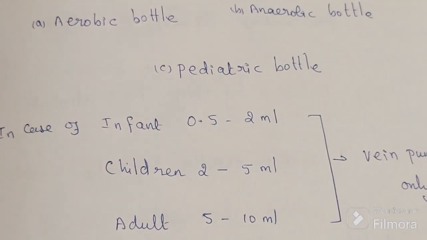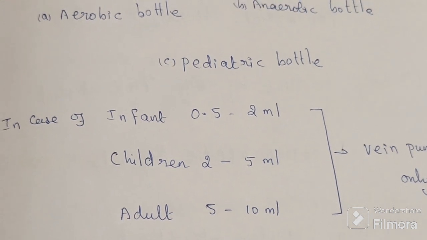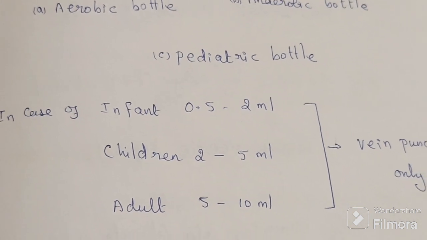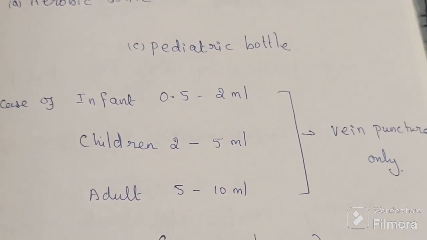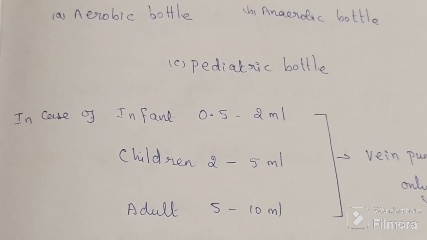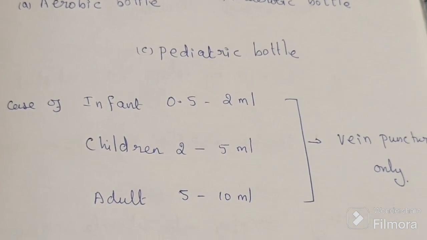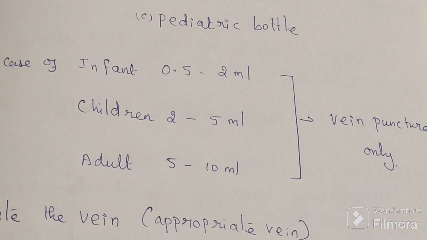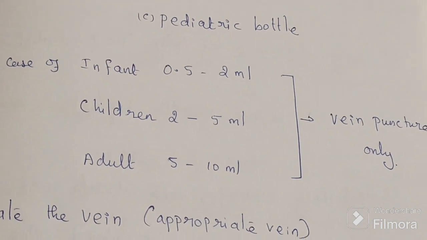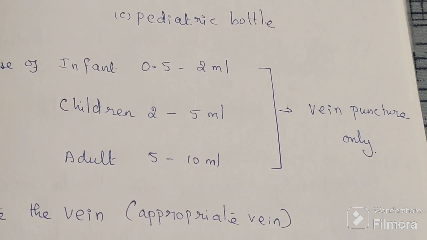In the case of an infant, we want to collect 0.5 to 2 ml of blood. Children, 2 to 5 ml. Adult, 5 to 10 ml. So we want to collect blood: infant 0.5 to 2 ml, children 2 to 5 ml, adult 5 to 10 ml. Blood should be taken by venipuncture only.